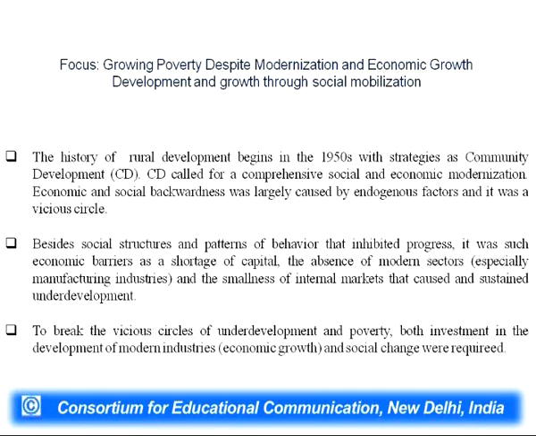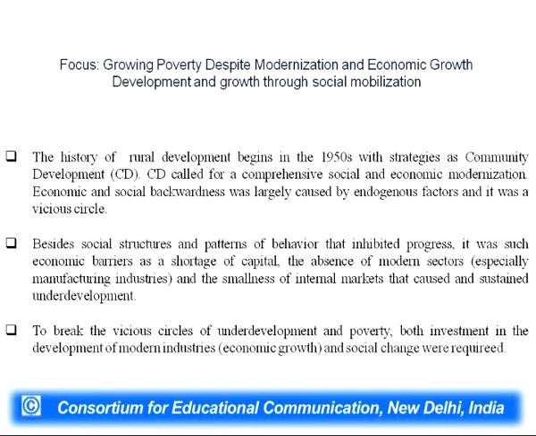Economic and social backwardness was largely caused by several endogenous factors, and it was a vicious circle. Population growth, poverty, lack of opportunity are interlinked. Besides social structure and patterns of behavior that inhibited progress, there were such economic barriers as a shortage of capital, the absence of a modern sector, especially manufacturing industry, and the smallness of the internal market that cause and sustain underdevelopment.